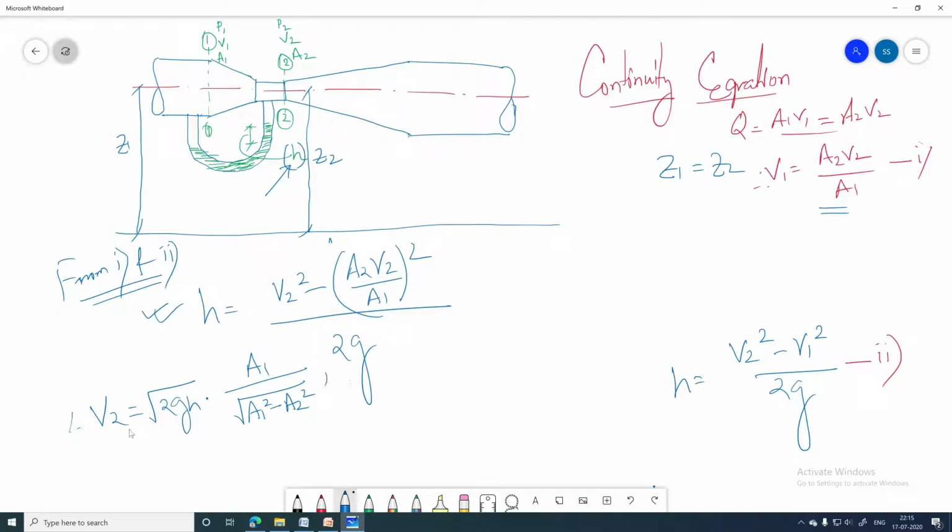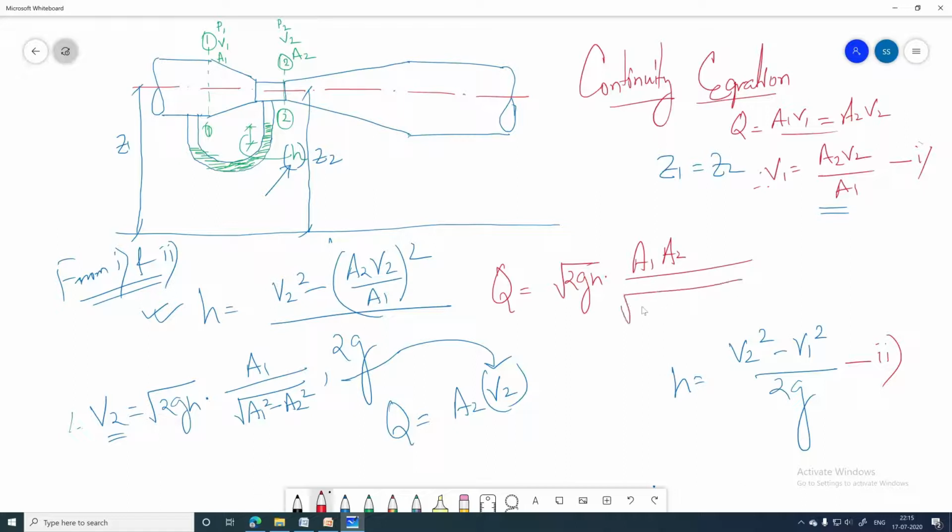Now as we got the value of V2, we know that Q equals A2 into V2. Now we just put the value of V2 from this equation. Ultimately we got the value of Q, that is root 2gh into A1 A2 by root over of A1 square minus A2 square. This is the formula that we initially wanted to determine. So in this way you can determine the discharge by using the Venturi meter.